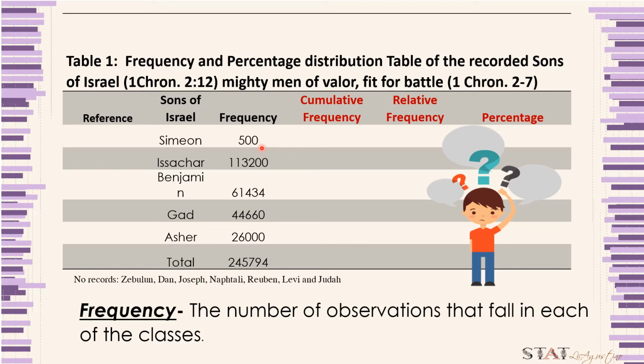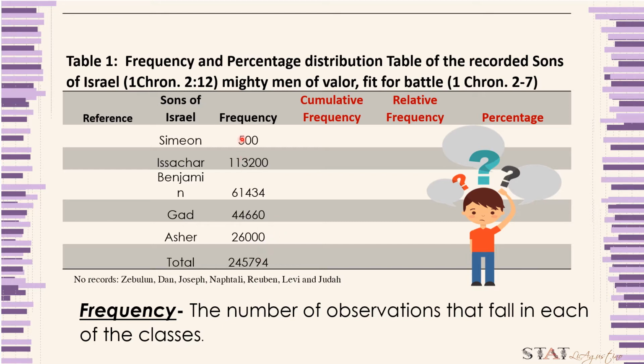So according to 1 Chronicles chapter 2 to 7, in Simeon, there is a frequency of 500 mighty men of valor fit for battle. And then for Issachar, we have 113,200. And then for Benjamin, we have 61,434. And then for Gad, we have the frequency of 44,660. And for Asher, we have 26,000 mighty men of valor.